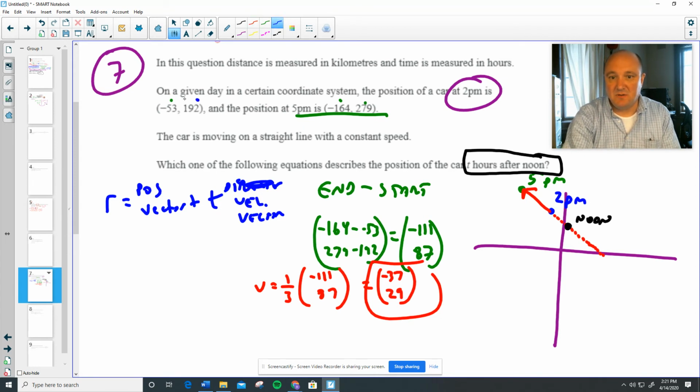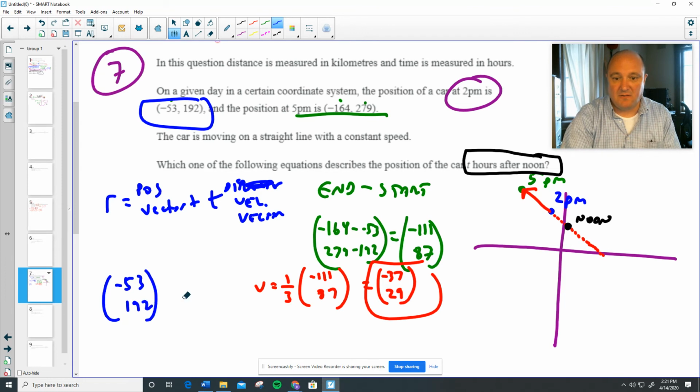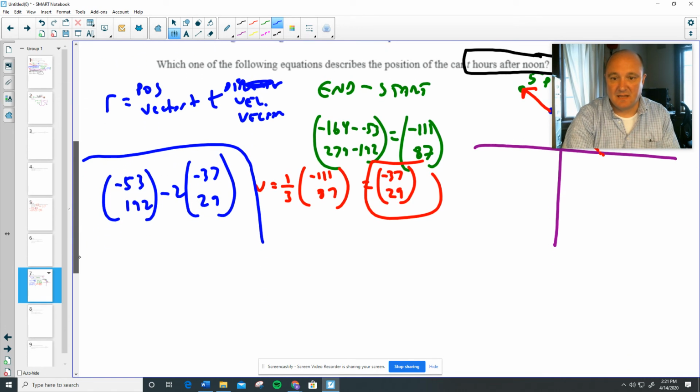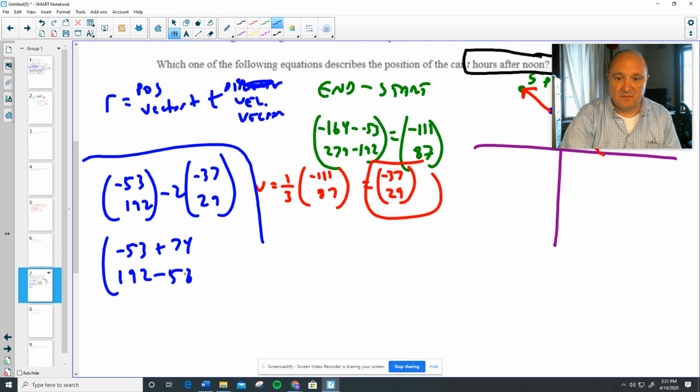So at 2 o'clock, I was here, right? I was at negative 53, 192. And I just need to subtract 2 times the velocity vector to figure out where I was 2 hours ago. So working through this math, once you have the setup, it's not that bad. Negative 53 minus 2 times negative 37, that's plus 74. Positive 192 minus 2 times 29, that's minus 58.